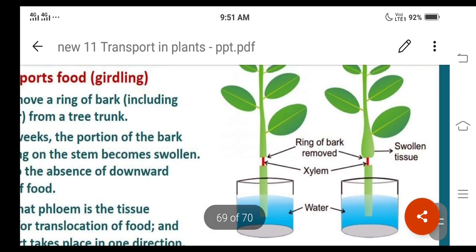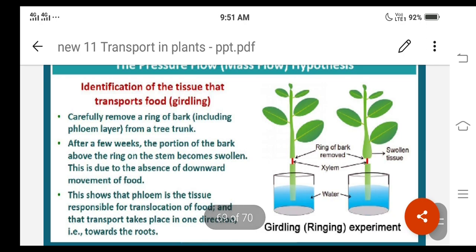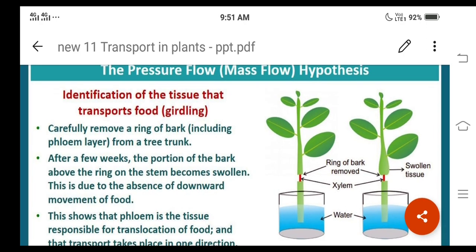And in the given diagram you can easily understand this. In the first diagram, the ring of bark is removed. What tissues are removed here? Phloem, cortex as well as the cork, right? When we remove this, the leaves do not wilt, they do not show any wilting, but growth below the ring was reduced, right?